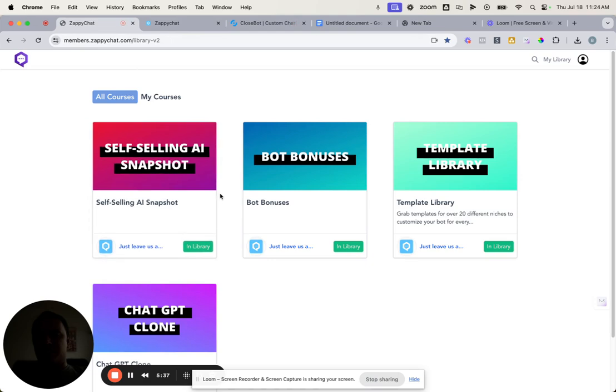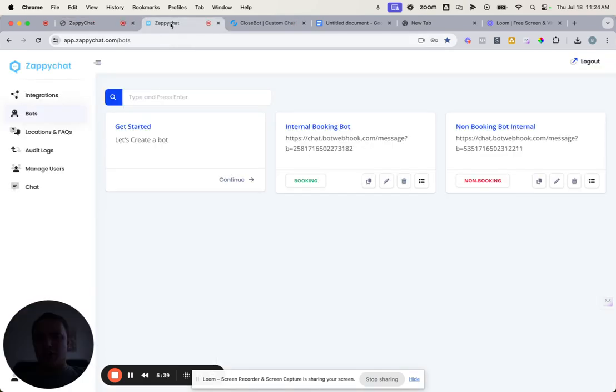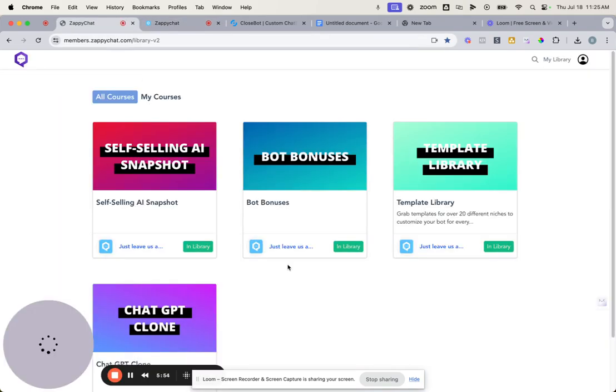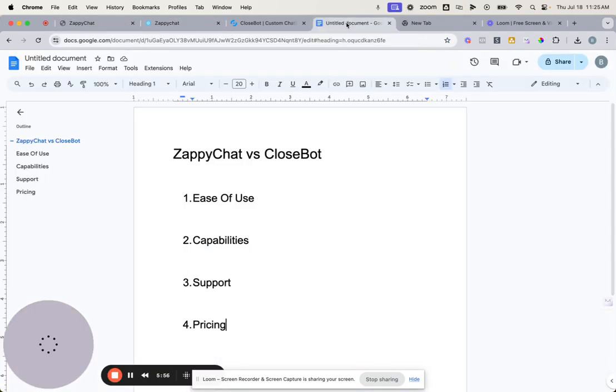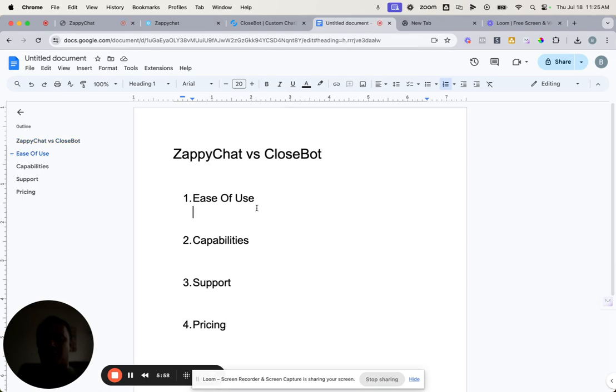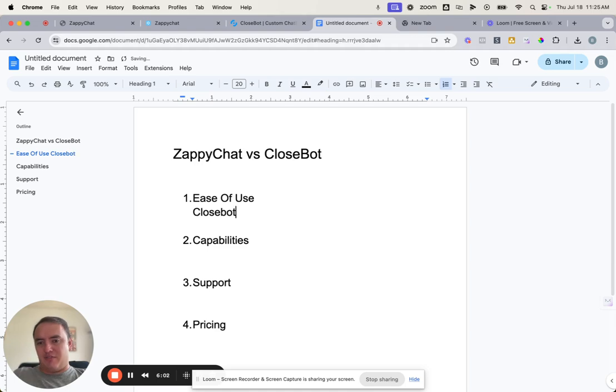In ZappyChat, for the bot building stuff, you kind of always needed two bots, like a booking bot and a non-booking bot, which I wasn't terribly fond of. In terms of ease of use, I'm gonna give it to Closebot. I'm gonna give them the win there, just because I thought it was super intuitive.